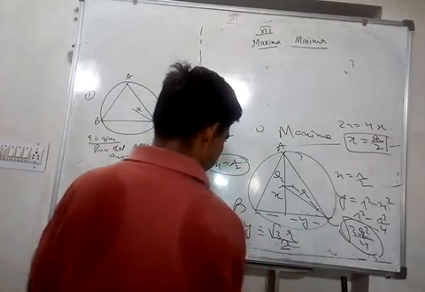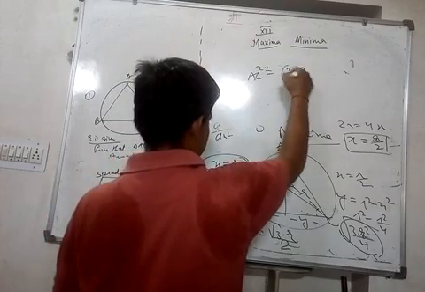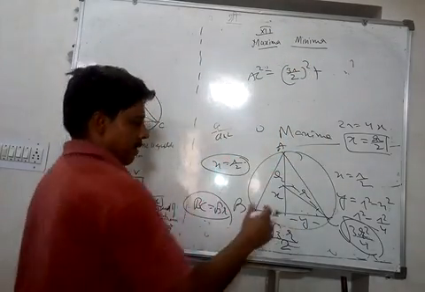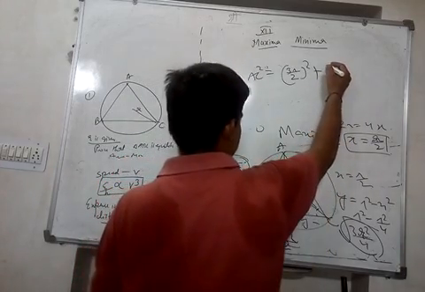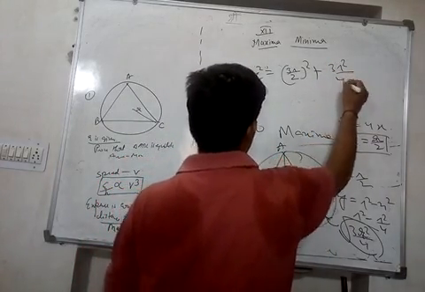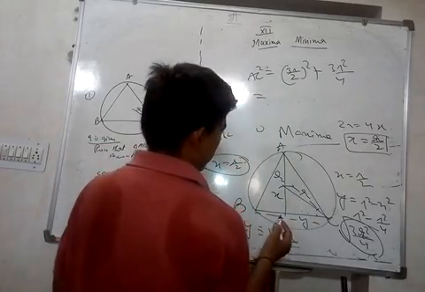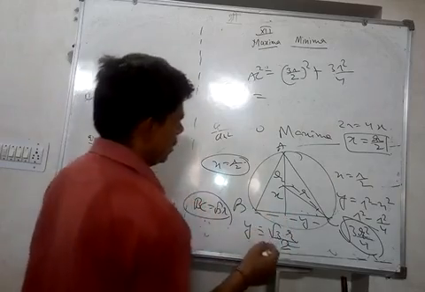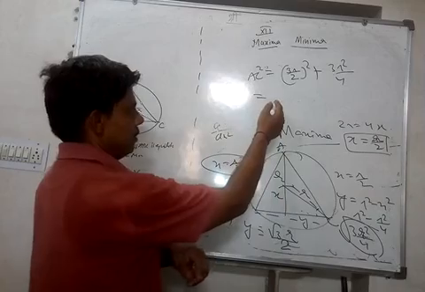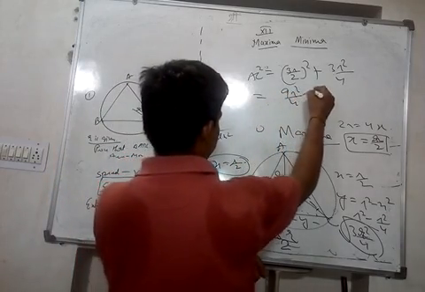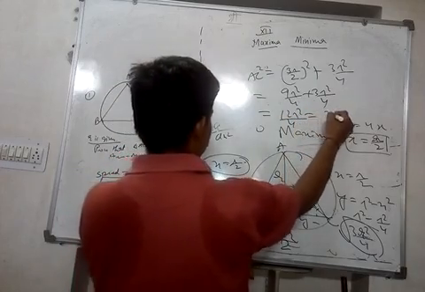AC is also root 3 r by writing AC square is equal to 3 r by 2 whole square plus y square, and y square is 3 r square by 4. So AC square, as you can see, is 3 r by 2 whole square plus y square. So we can solve this, and you can get 9 r square by 4 plus 3 r square by 4, that is 12 r square by 4, that is 3 r square.